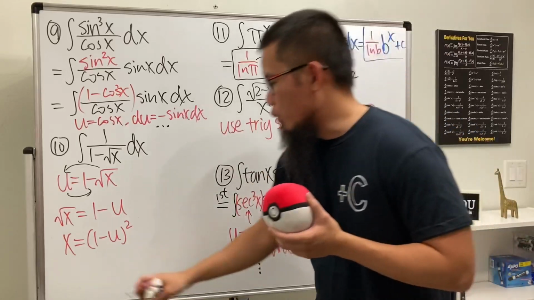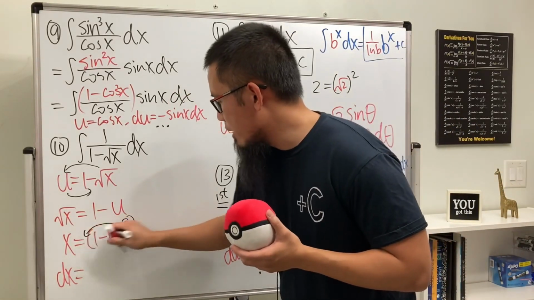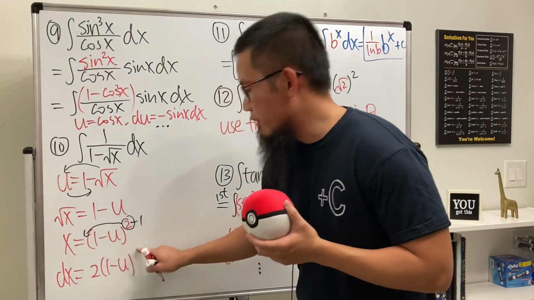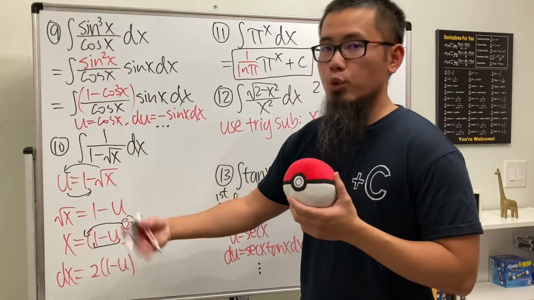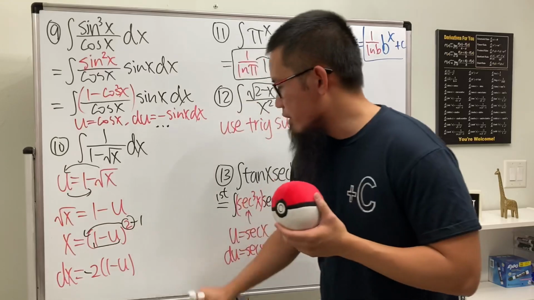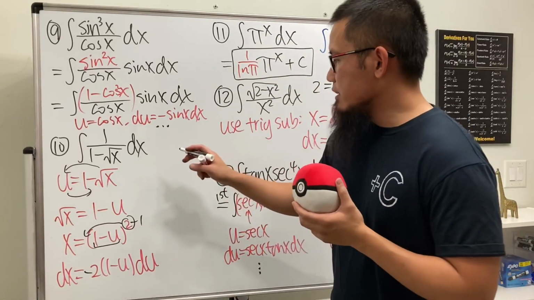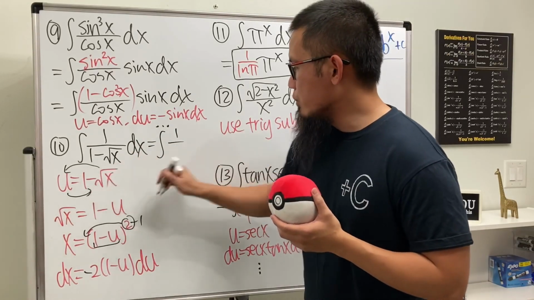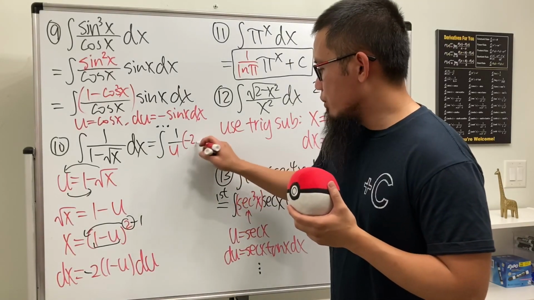And then we can do the derivative. dx is equal to, of course, bring the power to the front, so we get 2 parentheses 1 minus u to the first power, and don't forget the chain rule, multiplied by the derivative of the inside, which is negative 1, so we need the negative right here, and then we have the du. And if you plug everything in, you can see that this right here becomes the integral 1 over u, and then dx is all that, which is negative 2.